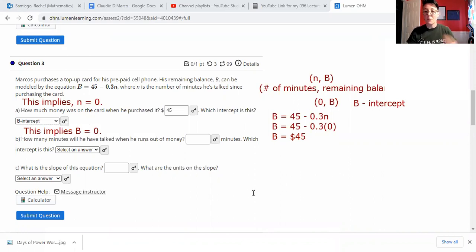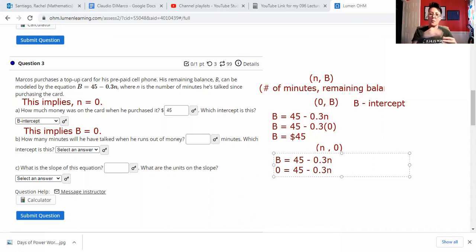This implies that the remaining balance is $0. So we're going to go through this same process again, except we need to figure out how many minutes we can talk before there's no more money on the card. So we use the exact same equation. B is equal to 45 minus 0.3n, but this time we're going to replace B with 0. And we're going to go through the motions of solving this.